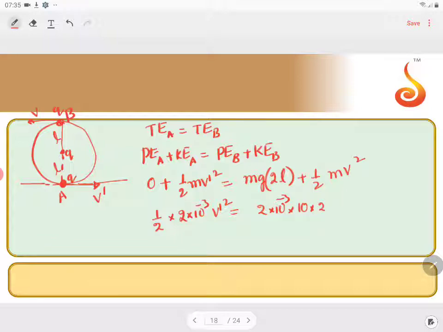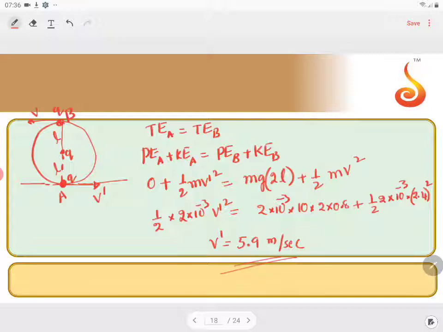So 2 into the length of the string, which is 0.8, plus half into m, 2 into 10 to the power of minus 3, into the v value 2.4 whole square. When you simplify this, you'll get the V dash value approximately 5.9 meters per second. So this is how we have to calculate.